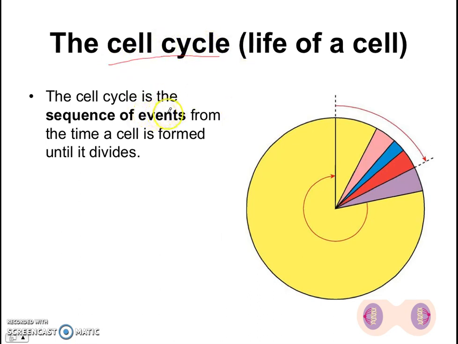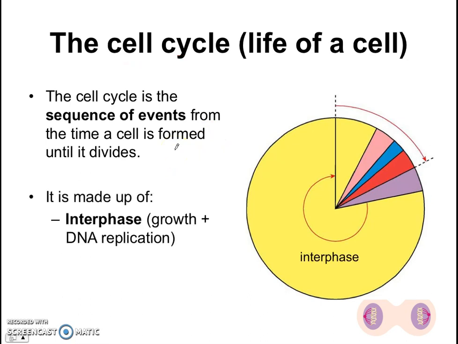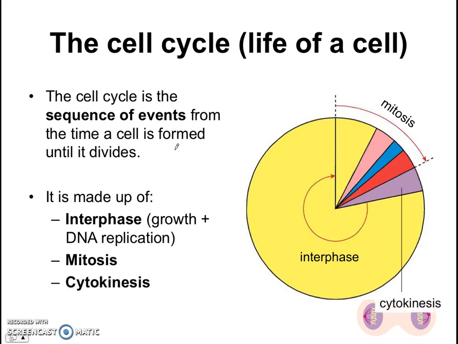Right? The cell cycle is a sequence of events from the time a cell is formed, from when it's born, until the time that it divides. And the cell cycle is made up of a few phases. The first phase is called interphase. And interphase is that time when the cell grows, when it makes new protoplasm, and it replicates its DNA. And then after it has grown enough, then it undergoes mitosis, it divides its nucleus, and then it undergoes cytokinesis, it divides its cytoplasm. And together, remember, mitosis and cytokinesis is known as cell division.